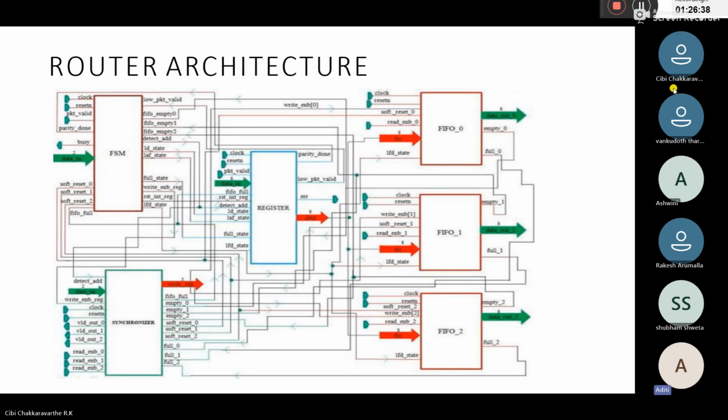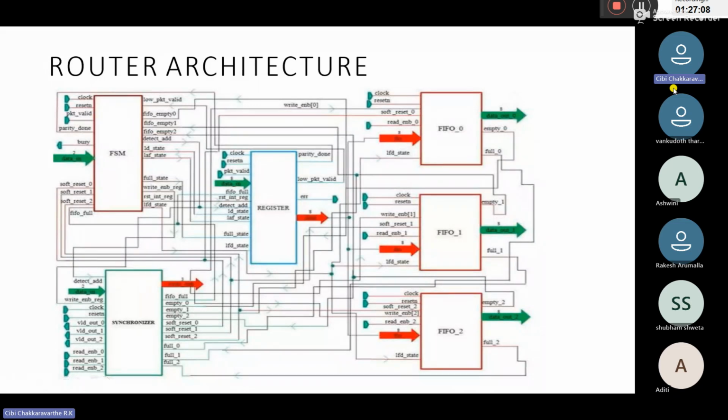Yeah, I'm asking, at a time two FIFOs can be full. Like if the data is passing, FIFO zero can be full and one can also be full. But through the synchronizer, only one full signal will go. So at that time, how should it be handled? Which signal will go to the FSM?